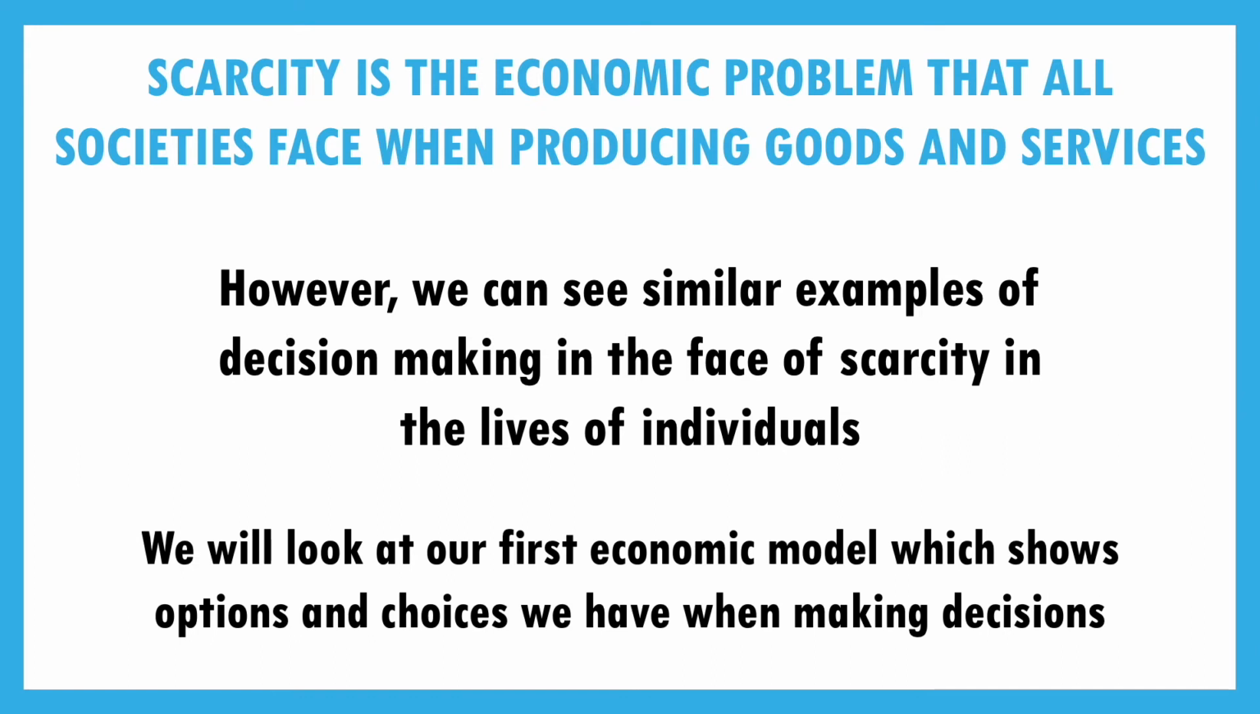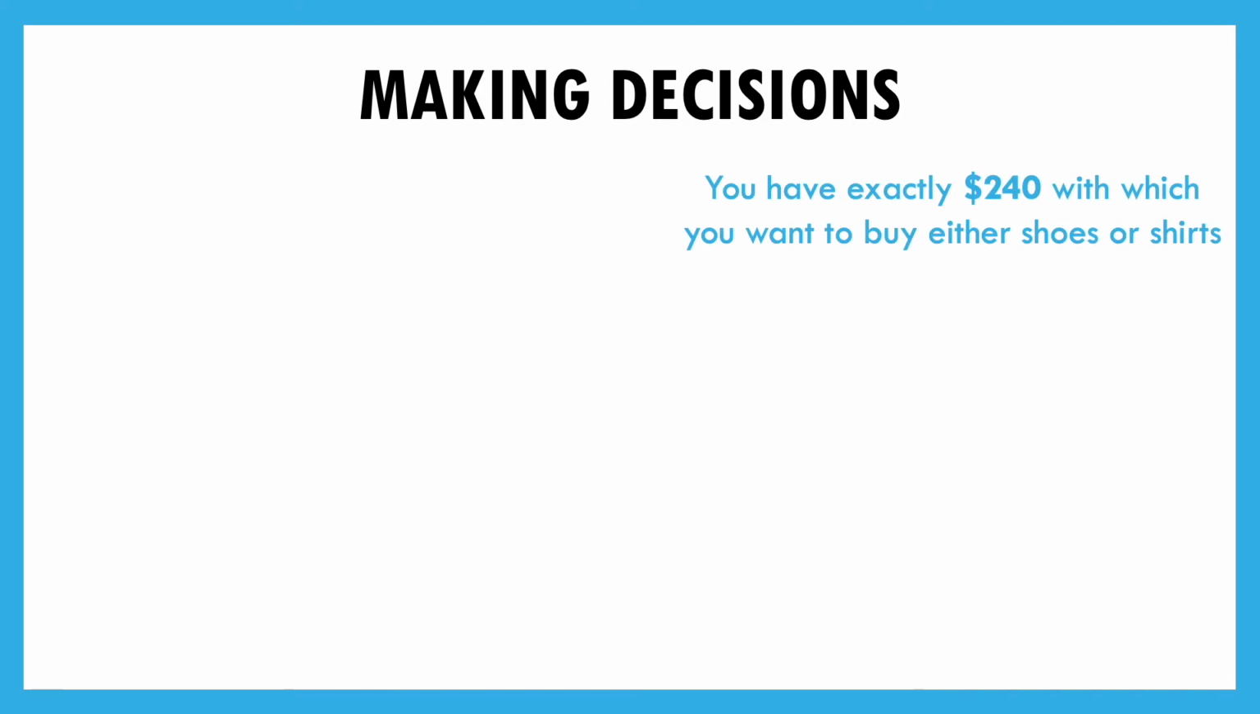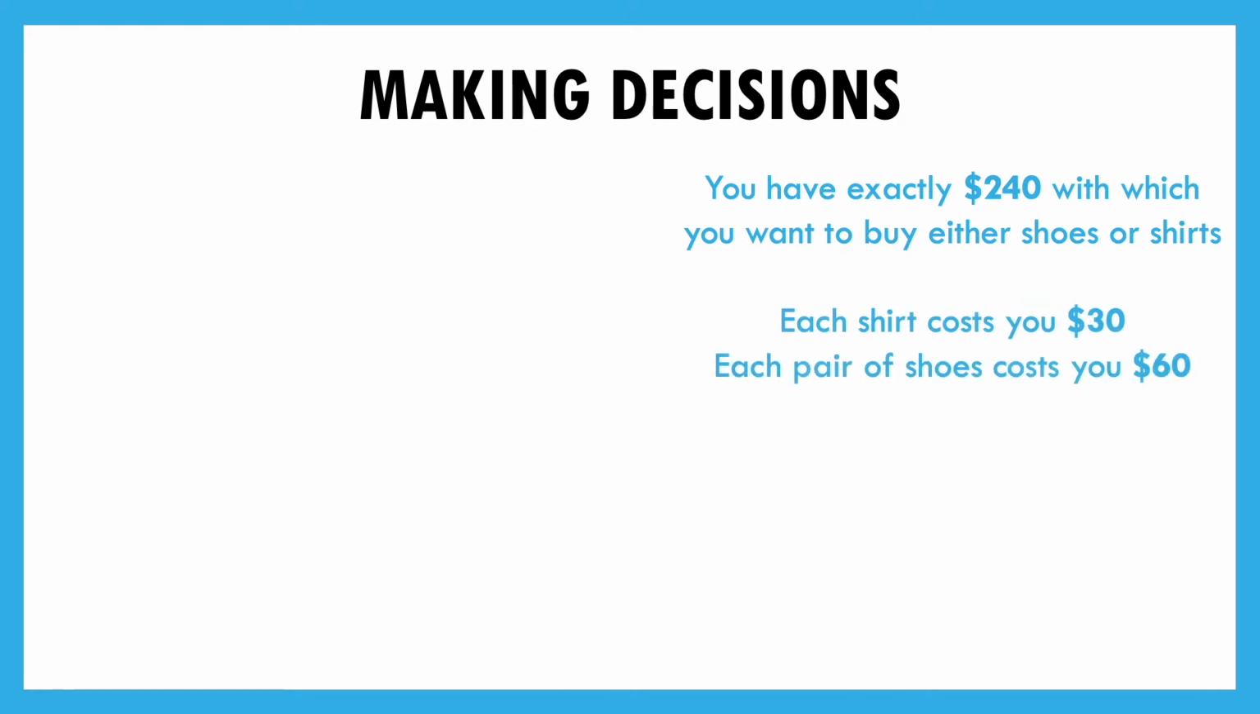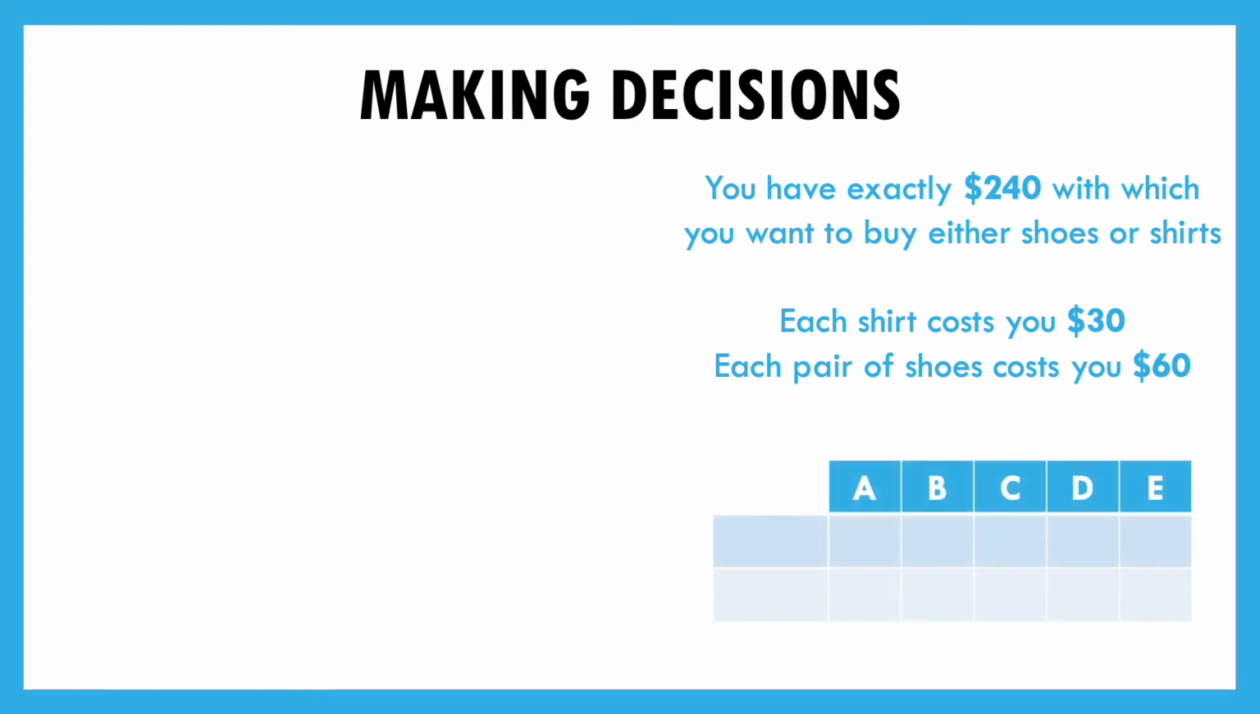And what we want to do is look at this model and better understand how we make choices. But at the same time, we're going to introduce this with a simpler version of it, maybe a way that we could better understand. So let's suppose that you've got some back to school shopping to do, and your parents said, hey, you need more shoes, you need more shirts, and so here's $240. We want you to go buy either shoes or shirts. And just to make things easy, let's say every shirt costs you $30 and every pair of shoes costs you $60. Let's think about your different options that you have.